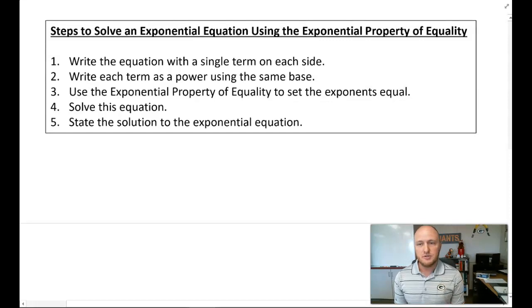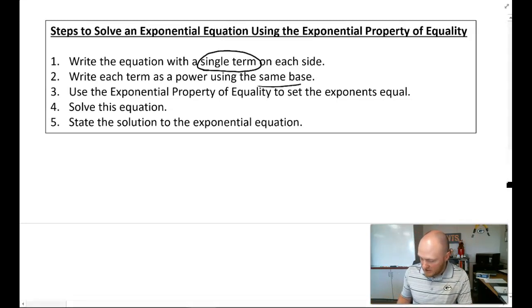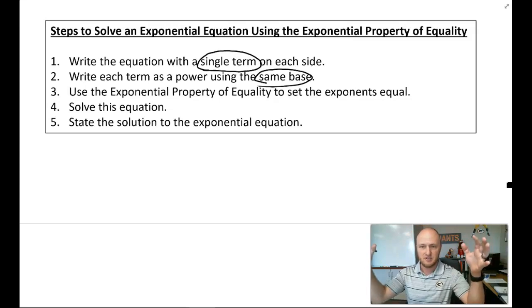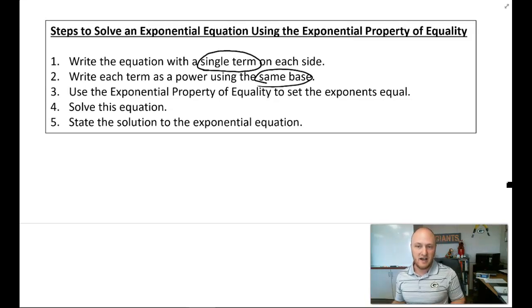Here are the steps that we're going to use in order to solve using the exponential property of equality. Step number 1, write the equation with a single term on each side. So if you have multiple terms, we got to get rid of terms. We got to combine like terms. Step 2, write each term as a power using the same base. Sometimes you have to be creative here. Step 3, you use the exponential property of equality to set the exponents equal. Once you have each base equal, you just set the exponents equal to each other. And then number 4, you're going to go ahead and solve that equation. Step number 5, state the solution to the equation. So x is equal to blah. Okay, so those are the steps.